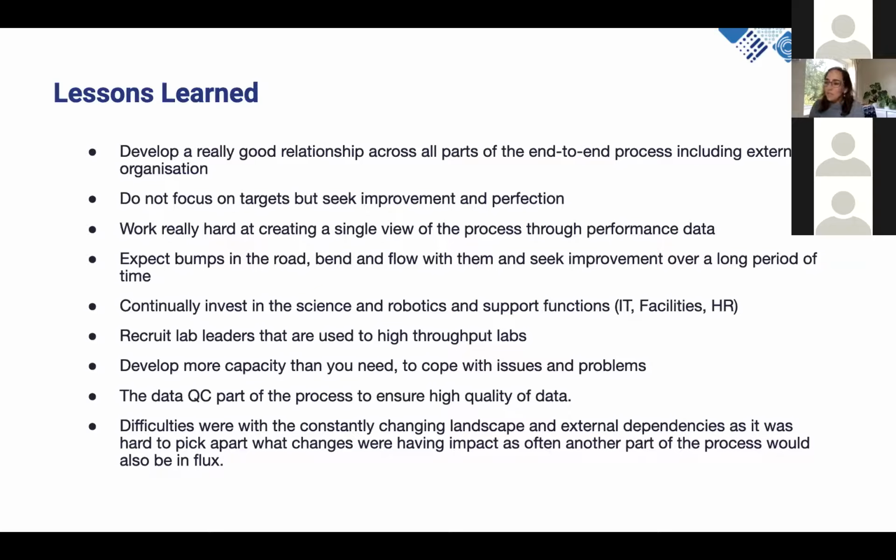And to finish up, difficulties were in the constantly changing landscape, as I'm sure you have gathered from everything that I've said, and external dependencies. We depend a lot on what other people supply to us, other organizations. It was hard to pick apart what changes were having impact, as often another part of the process would also be in flux. What this means is that we depend a lot on the data and on the samples given to us, and that is challenging and difficult. So the more you trust the data and the samples that you receive, the better.